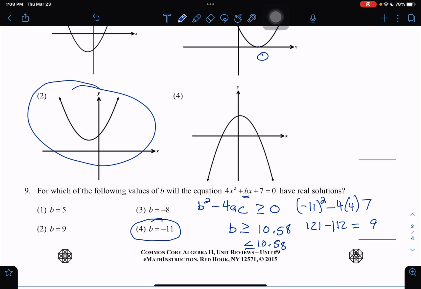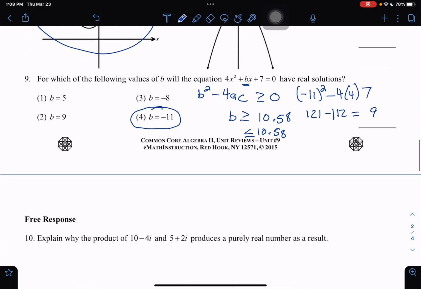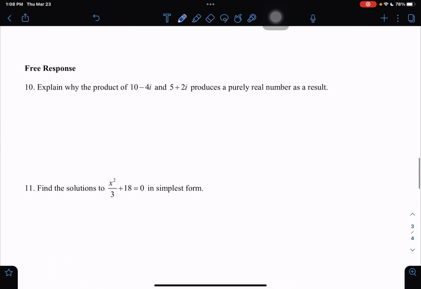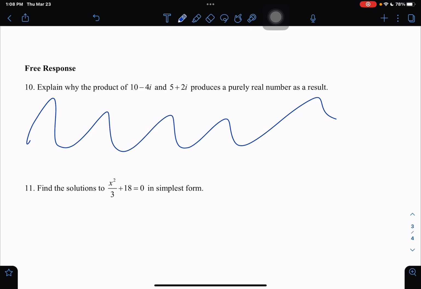This is 64, which is less than 112. 9 squared is 81, which is less than 112, and 5 squared is also less than 112, so you'd end up with a negative number. All right, the free responses. We didn't have to do 10, but we had to do this one.